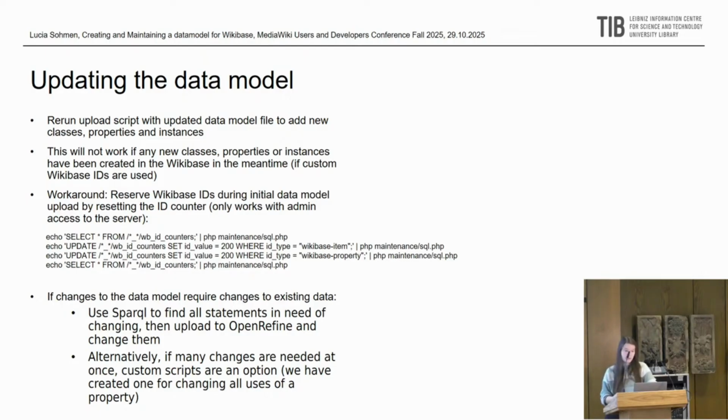And then sometimes changing the data model might also require some changes to the existing data. I think the easiest way to do this is just to use SPARQL, find all statements that need to be changed, and then change them in OpenRefine. But it's always possible to do this with a script. For example, we do have a script in our repository that I linked earlier where you can change properties. So first you had property P1, but you want to change all instances of these to P2. That's what that script does.